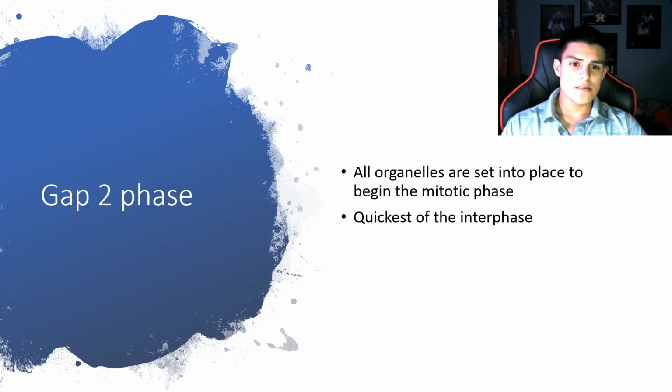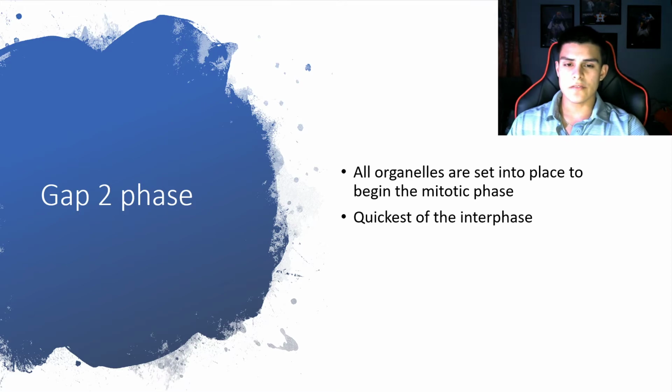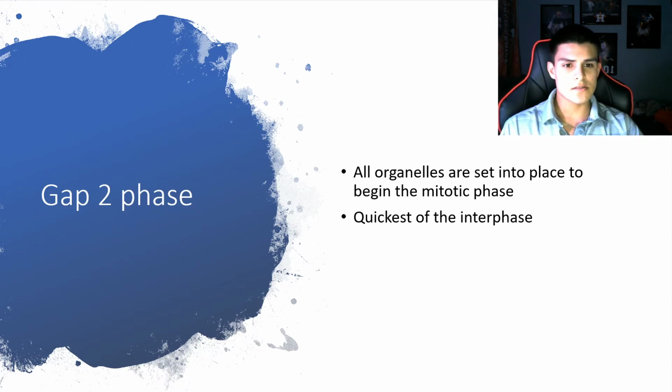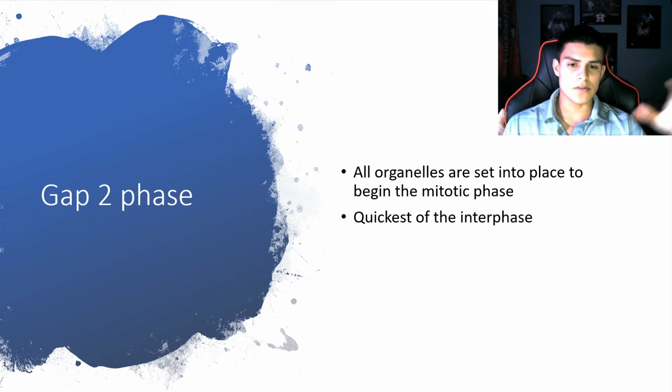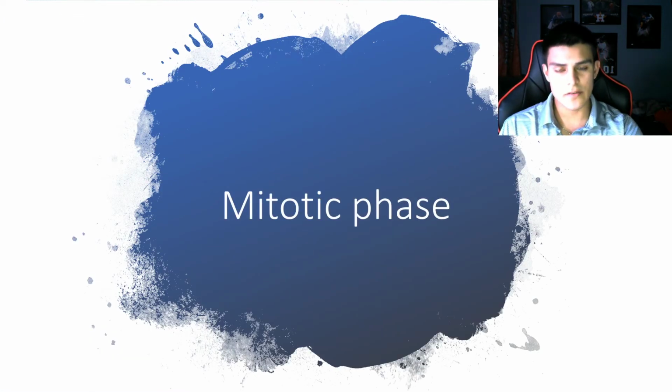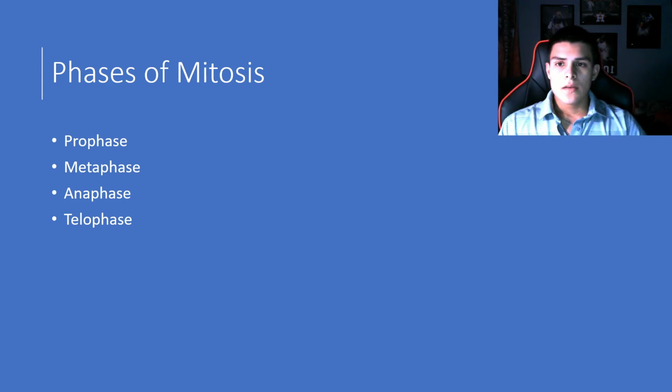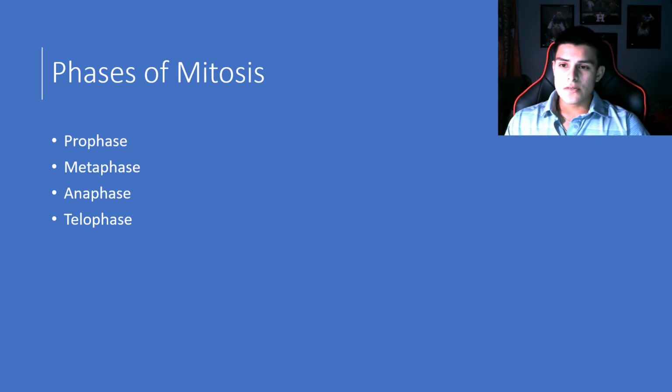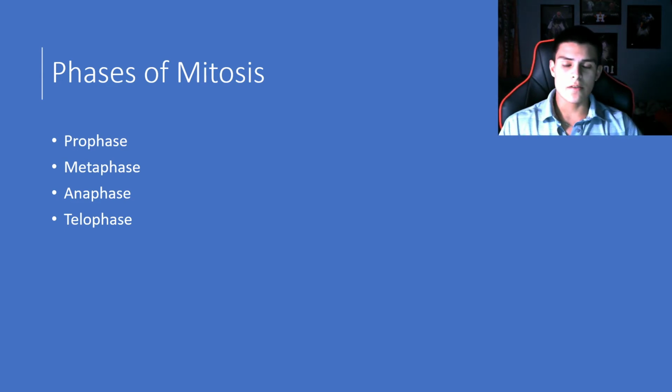The gap 2 phase is the quickest phase of the interphase, and it's right before the mitotic phase, and all the organelles are basically getting in position and getting ready for what's to come. Then there's the mitotic phase. There's 4 phases of mitosis. It's the prophase, the metaphase, the anaphase, and the telophase.